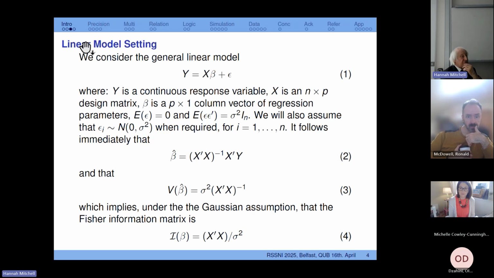So the linear model setting is very familiar to you. If you look at equation 1, you have a standard linear model. It's a general linear model. And you've got the continuous response, you've got the regression coefficients, you've got the model matrix X, and you've got the epsilon, you have the residuals. And we might, from time to time, assume they're normally distributed with zero mean and constant variance. And if that's the case, then we have the maximum likelihood estimator, familiar form. We have the variance, sigma squared (X prime X) to the -1, and we have Fisher information. All happy with that.